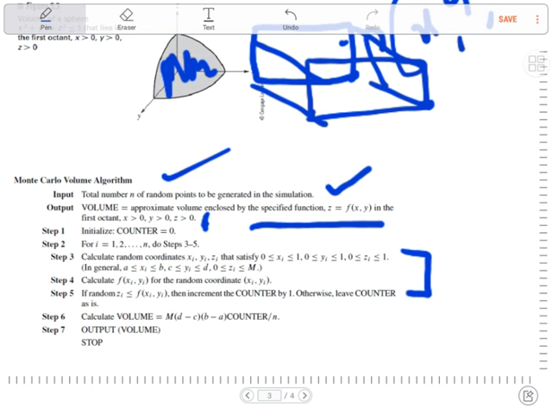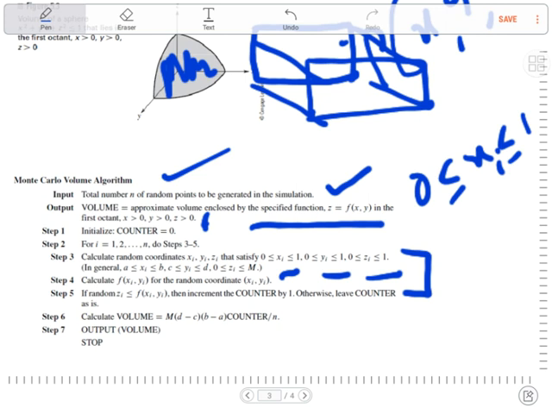Again the same thing: you calculate the random coordinates xi, yi, zi, such that xi lies within this range, and yi and zi as well, that is, all of them lie within 1. There is unit length in all directions. Or you can take a, b, c, d or 0, m. It doesn't matter; whatever is asked in the problem, you have to follow that. Then calculate f of xi, yi for the random coordinate xi, yi.